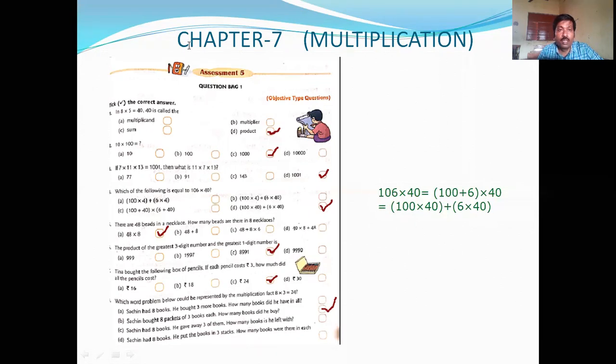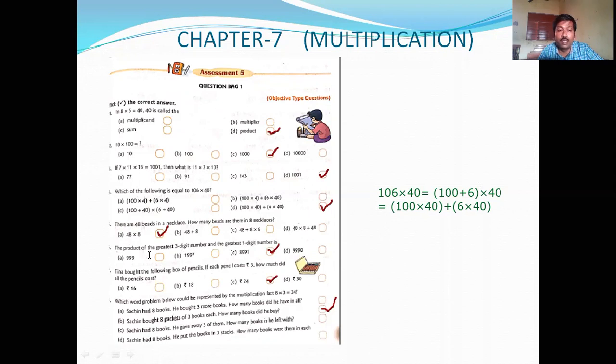Now another question. There are 48 beads in a necklace. How many beads are there in 8 necklaces? One necklace has 48 beads. To find the number of beads in 8 necklaces, we will multiply. When we multiply, 48 into 8. This is your answer.